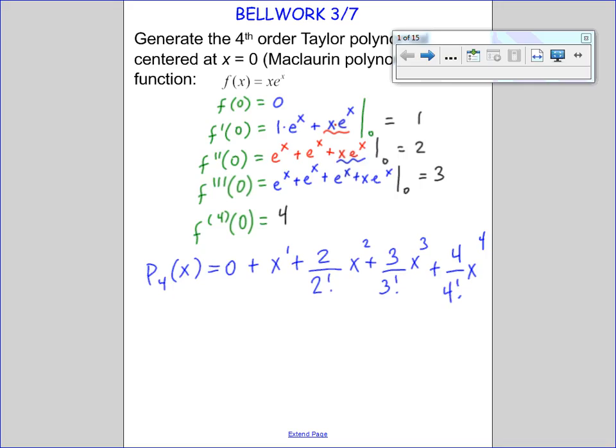Okay, so I'll do one rewrite to make it easier to work with and make it look a little bit prettier. So p sub 4 of x, my fourth order Taylor polynomial, is given by x plus 2x squared over 2. Is that just x squared? Plus 3x cubed over 3 factorial, which is just x cubed over 2.